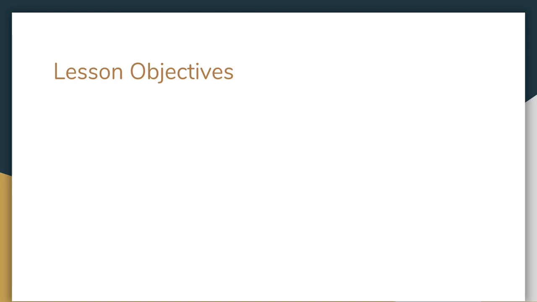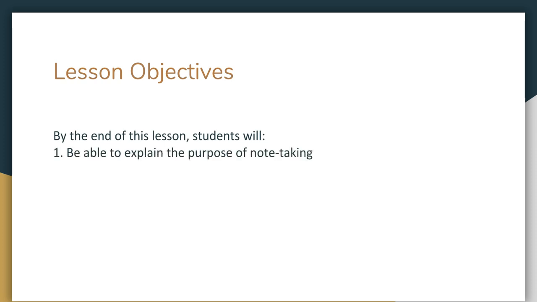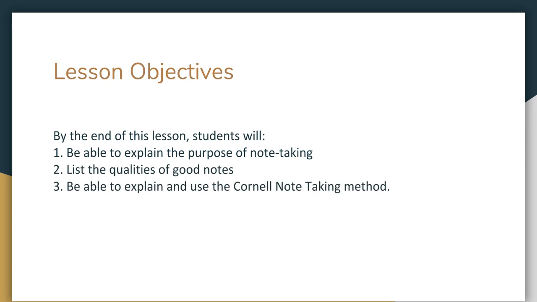And today's lesson objectives are that by the end of this lesson, you will be able to explain the purpose of note-taking, list the qualities of good notes, and explain and use the Cornell note-taking method. These objectives are here to help you understand what you're going to be learning, so you're getting some ideas in your head right now about what you should pay attention to through the rest of the lesson.